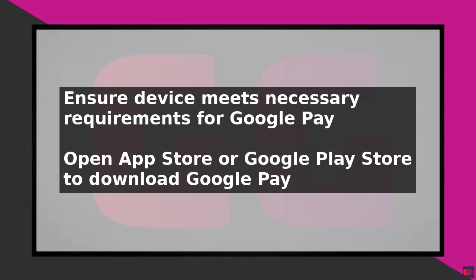To download Google Pay 2025, start by ensuring your device meets the necessary requirements, including a compatible Android or iOS operating system. Open the App Store on your device, which is the digital distribution platform for iOS devices, or the Google Play Store for Android devices. In the search bar, type Google Pay and select the Google Pay app from the search results.